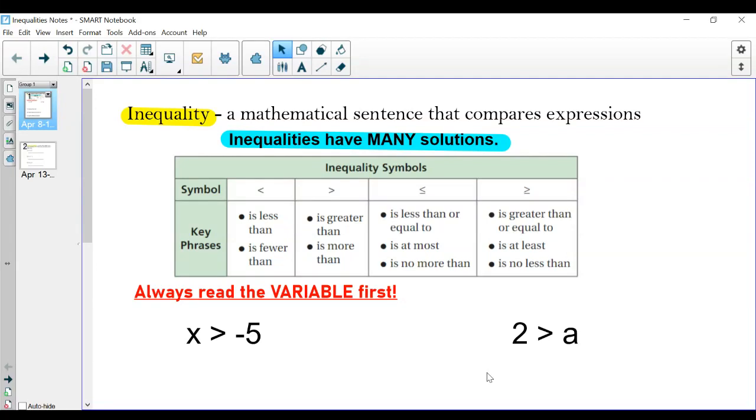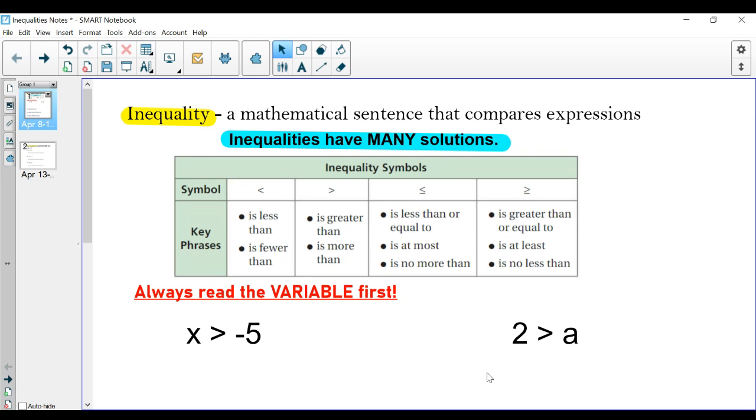Okay, guys, we're going to kind of transition here. So we just talked about equations. Now we're going to talk about inequalities. So an inequality, if you actually look at the word, it says equal in there. So it's going to be kind of similar to equations with some things, but it's unequal. So we're going to actually be comparing expressions. So that definition there: a mathematical sentence that compares expressions.